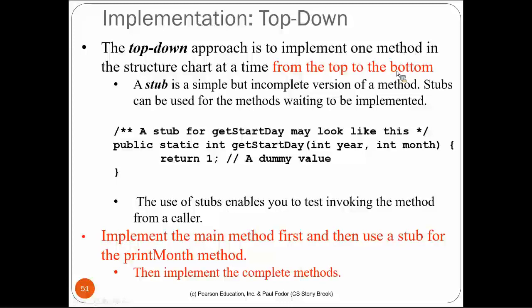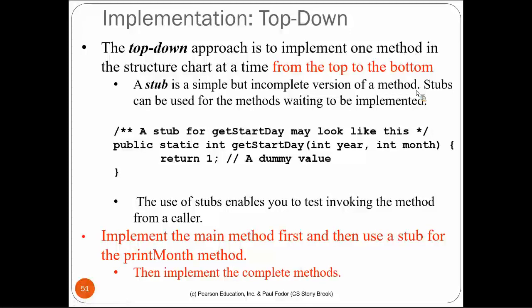We implement one method in a structure chart from top to bottom. We start with the most important method, and we use invocations to methods that are empty or return some type of default value. For an integer, it returns 0. For a string, it returns an empty string, and so on. Those kinds of methods that are not yet implemented are called stubs. They are simple, correct, but incomplete versions of the methods. They are used for those methods that will be implemented later.